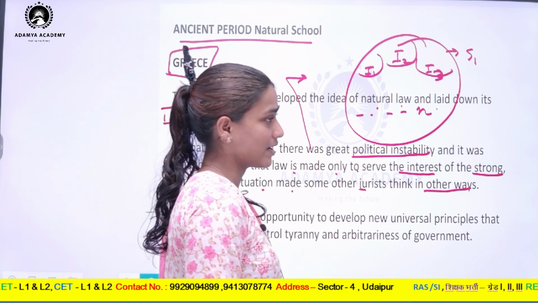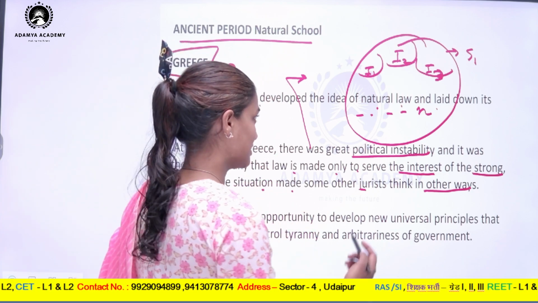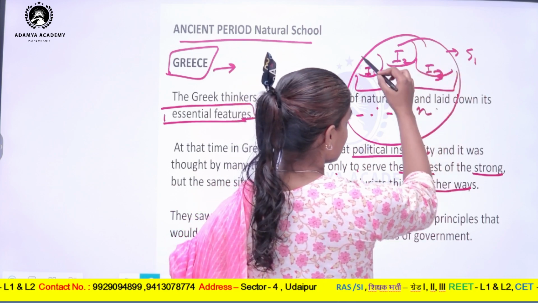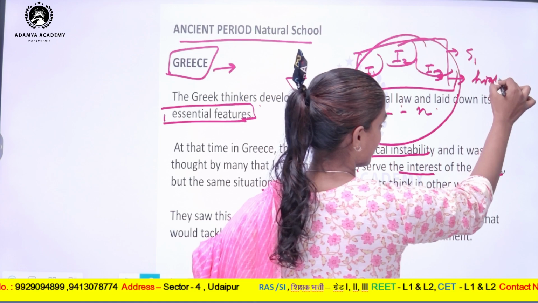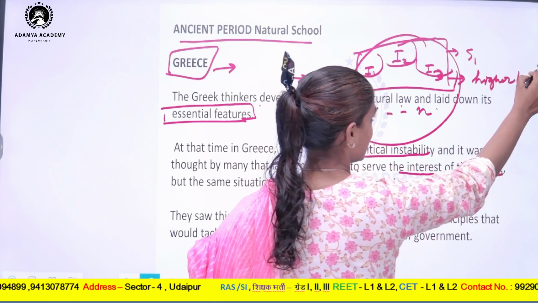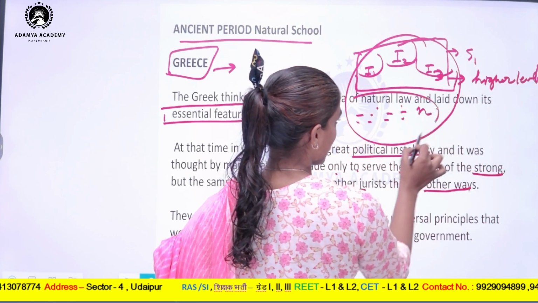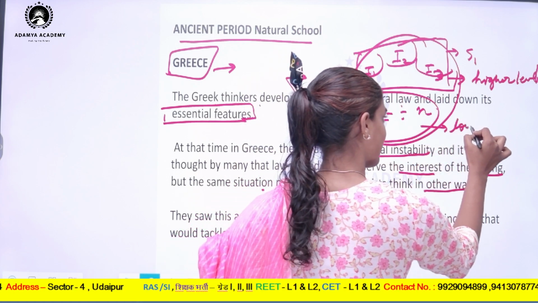So what Greek mythology wanted to tell us is that there were some individuals, let us consider individual 1, 2, 3, who are placed at a higher level in the society and other individuals are placed at a lower level.